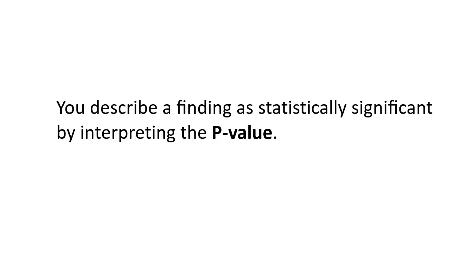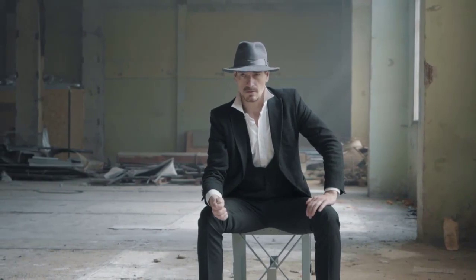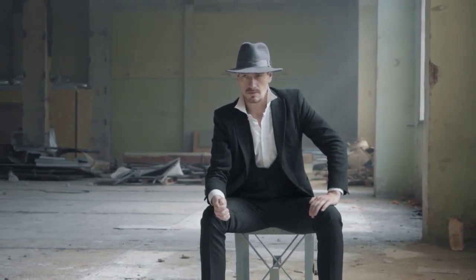A statistical hypothesis test may return a value called p or a p-value. This is a quantity that we can use to interpret or quantify the result of a test and either reject or fail to reject the null hypothesis. This is done by comparing the p-value to a threshold value chosen beforehand called a significance level. Now, that seemed a little obtuse to me, so let's give another example. Hopefully this will help cement what a p-value is.